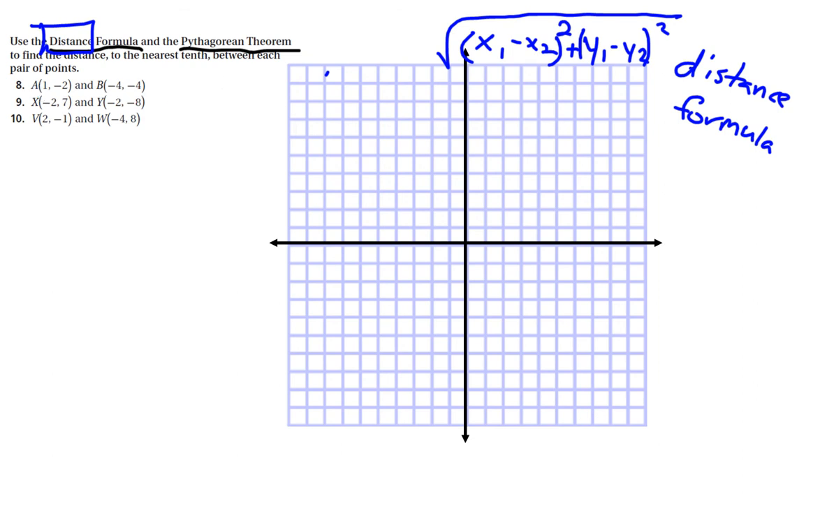Okay, so let's try the next one. So we have negative 2, 7, negative 2, 3, 4, 5, 6, 7. That's x. And y is negative 2. Oh, it's going to be super easy. 2, 3, 4, 5, 6, 7, 8. And so this is y.